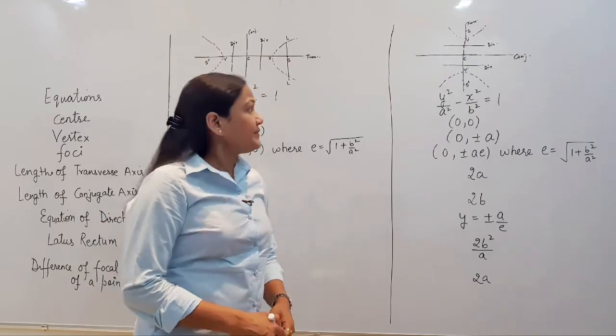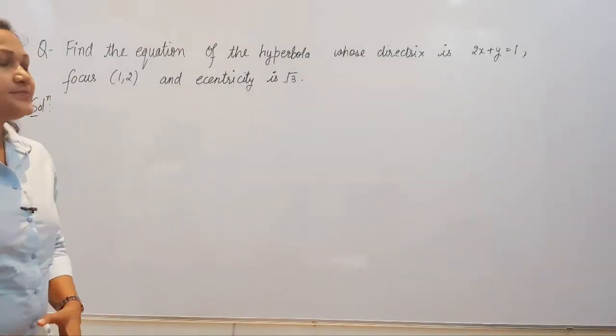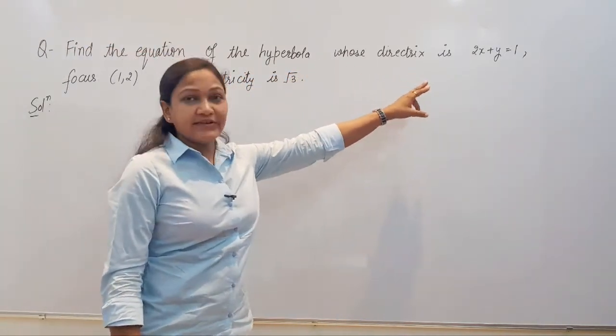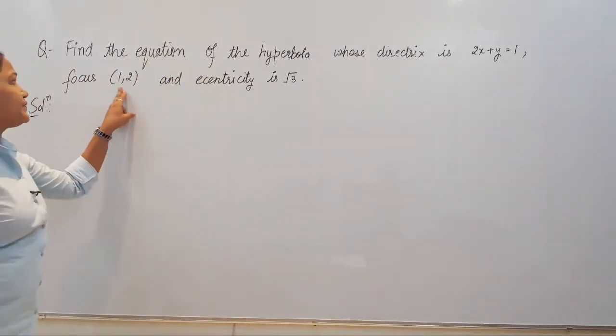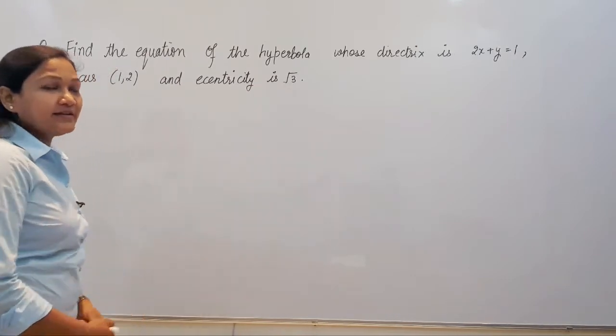Now let's take some examples. Your first question is, find the equation of the hyperbola whose directrix is 2x plus y is equals to 1, focus is (1,2) and eccentricity is √3. तो आपको क्या क्या गिवन है यहाँ?